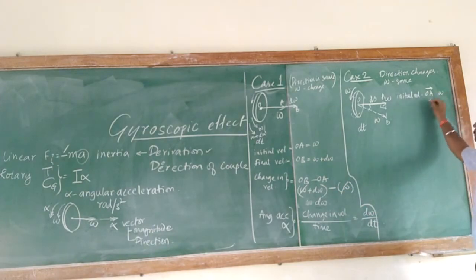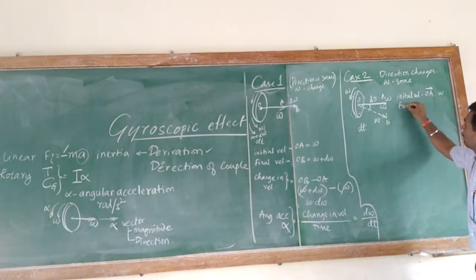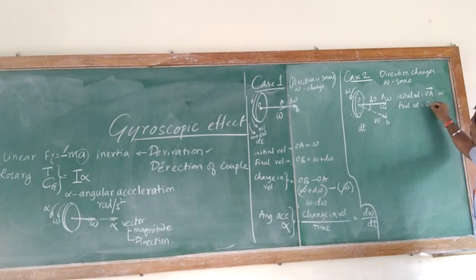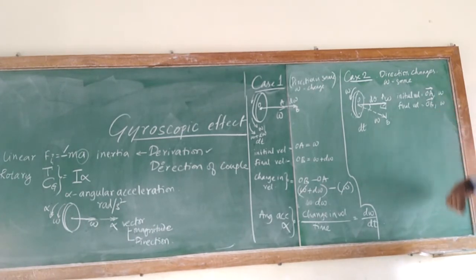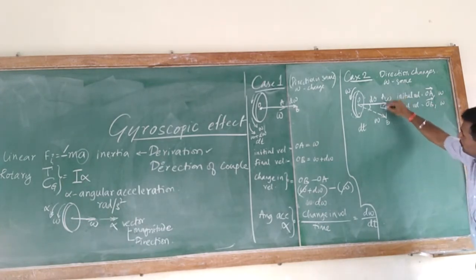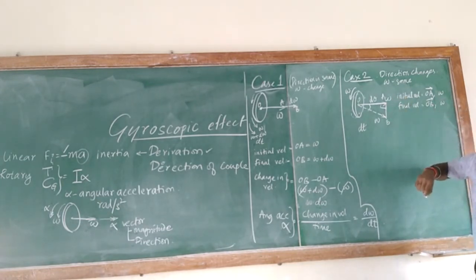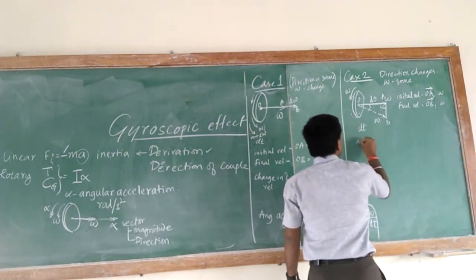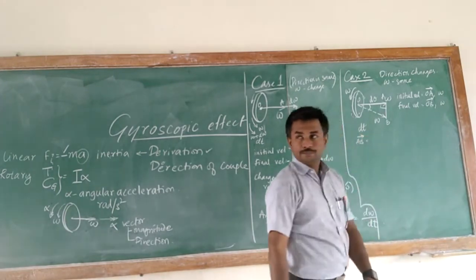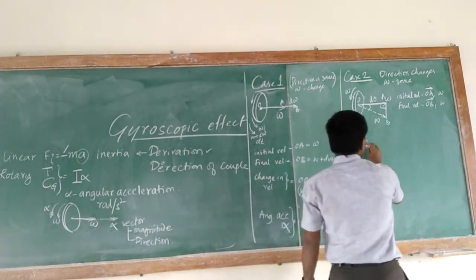So this next final velocity is OB. Again put an arrow. This value is again omega. The value is the same omega, but the direction is different, so that's why I put the direction. Now in this case, once again we have to find the change in velocity. So the change will be this: BA. Change in velocity will be AB. So AB is the change in velocity.